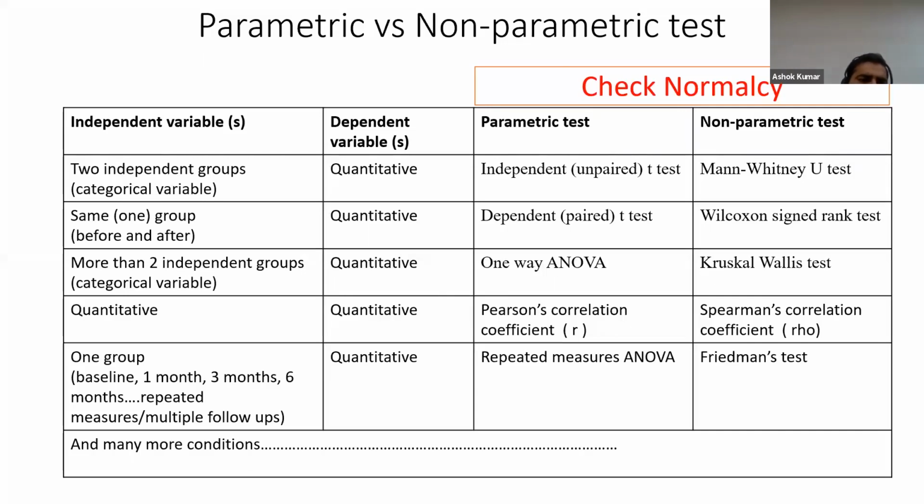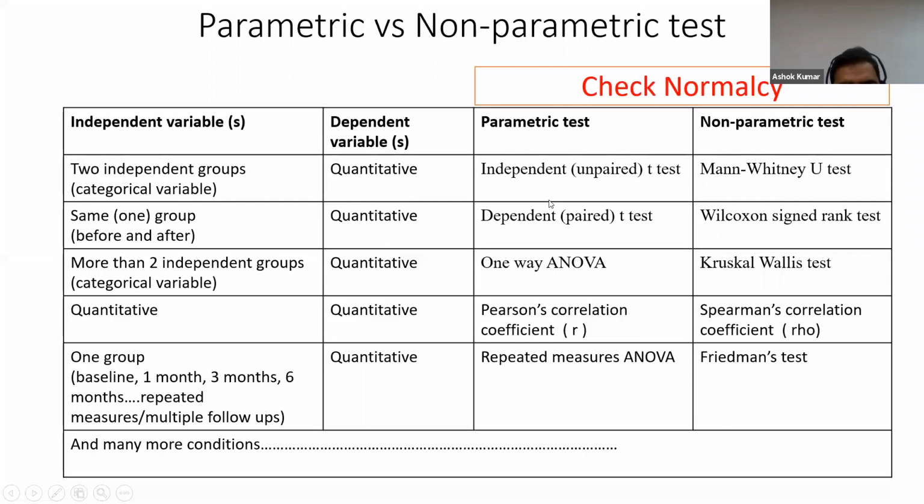When we talk about independent or dependent variables in parametric or non-parametric tests, suppose the independent variable is two independent groups only, not more than two, or categorical variables. And our dependent variable is quantitative, for example, weight. The two independent groups are one group with diet modification and a second group with no diet modification, and we want to compare the effect of diet modification on weight.